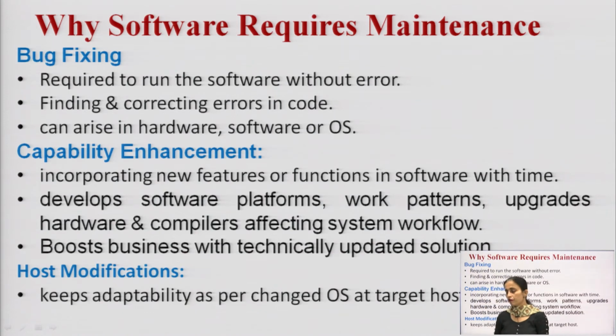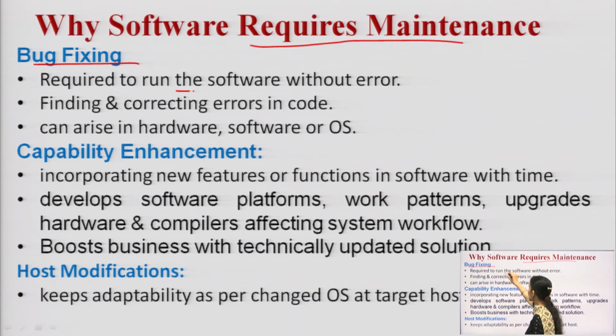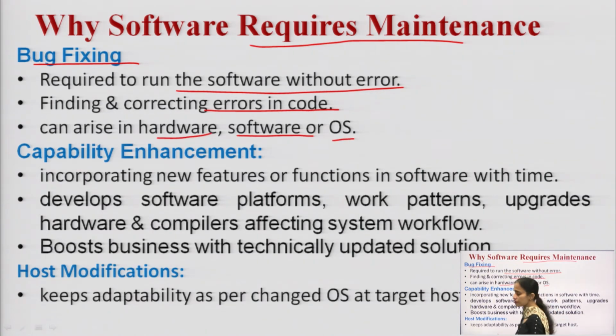Then, why does software require maintenance? As we discussed in the example of maintaining our home, likewise software also requires maintenance, for bug fixing. Bug fixing is required to run the software without error. I want to find and correct the errors in my code. Bugs can arise in hardware, in software, or in the operating system also.